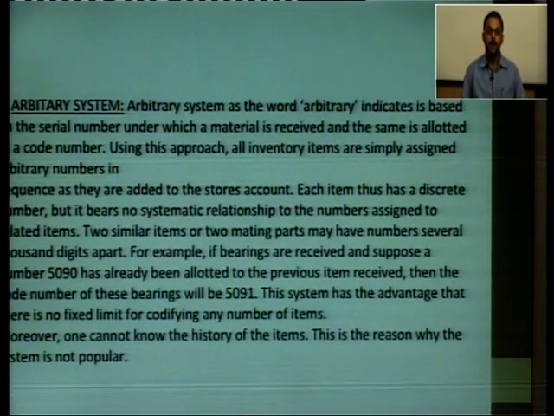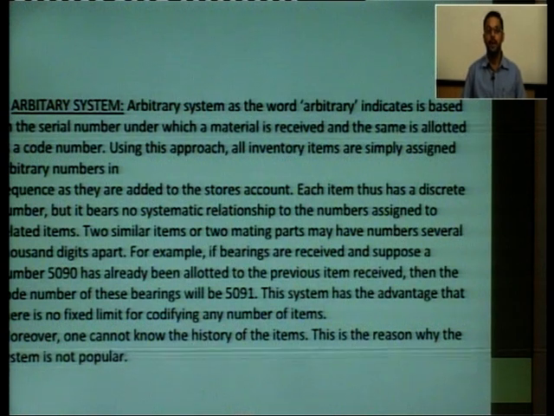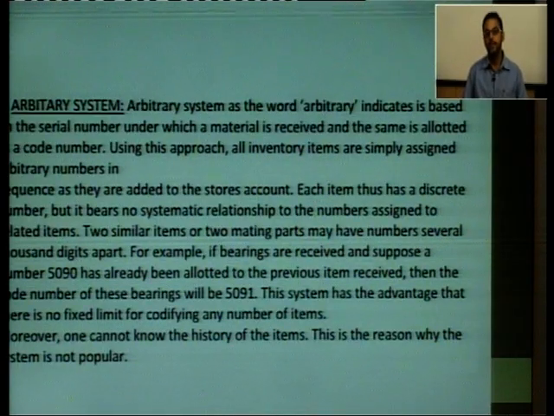Arbitrary system. The arbitrary system, as the word indicates, is based on the serial number under which a material is received, and the same is allotted as a code number.